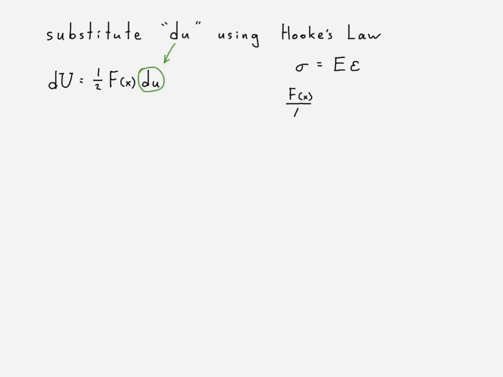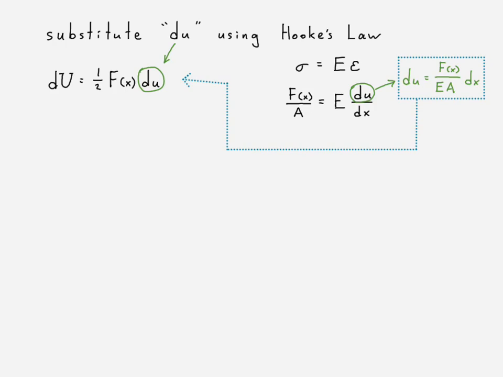So we're using Hooke's law, rearranging our expressions for our stress and our strain, and rearranging this to find an expression for our infinitesimal displacement and plugging it back in over there. If we plug that back in over there, we get the following equation. And if we integrate that equation, we can find our expression for the strain energy within a truss bar.